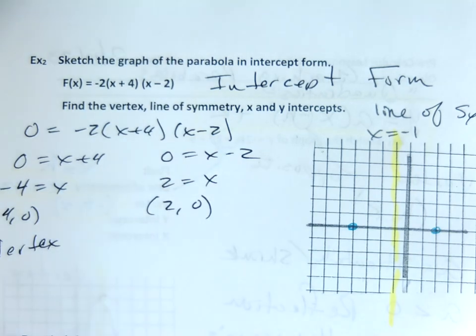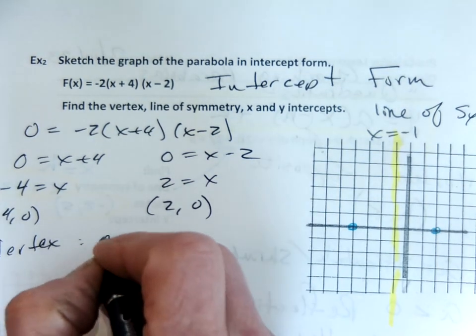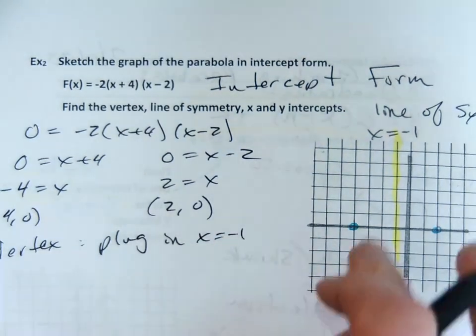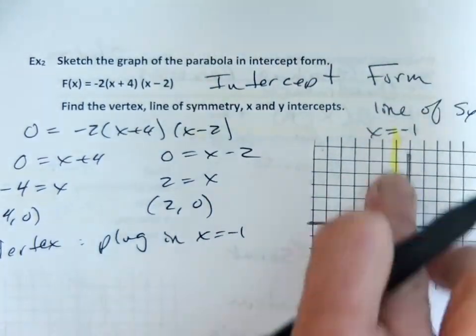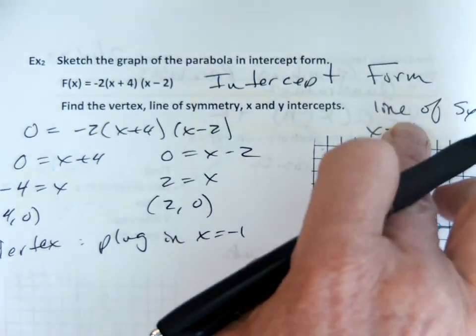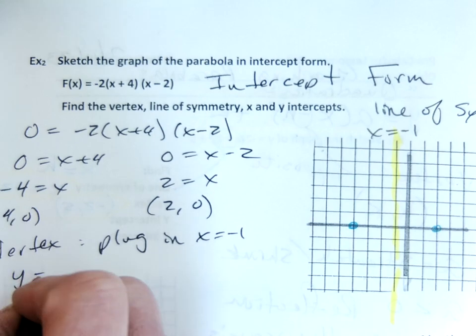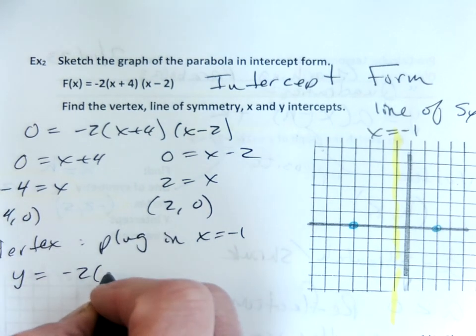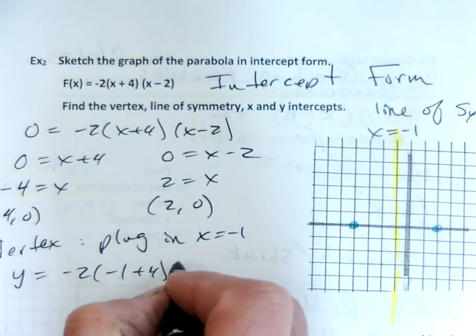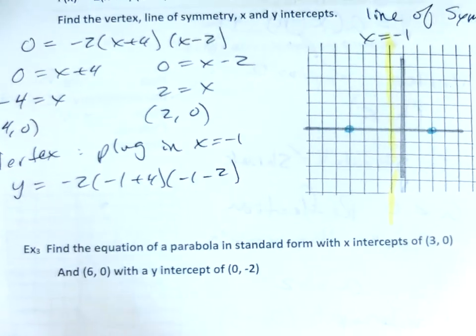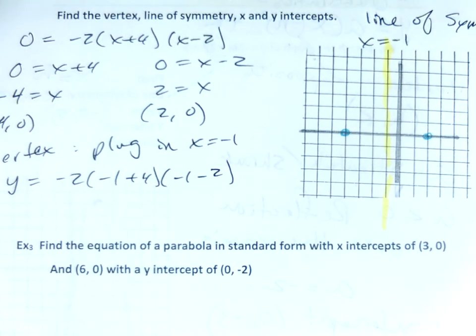to find that, let's plug the negative 1 in. Okay, plug in x equals negative 1, because the vertex has to lie on the line of symmetry. It's got to be somewhere here. So I plug that in. Okay, I'll go y equals negative 2 times a negative 1 plus 4, negative 1 minus 2, and I'll find the corresponding y value, okay?